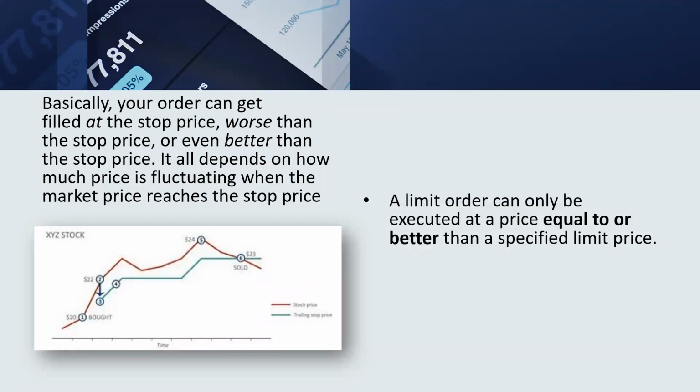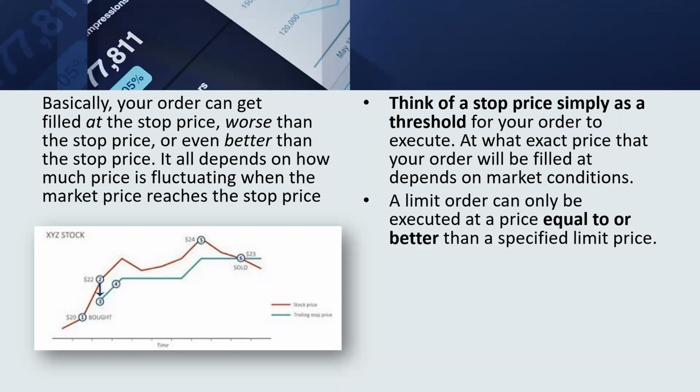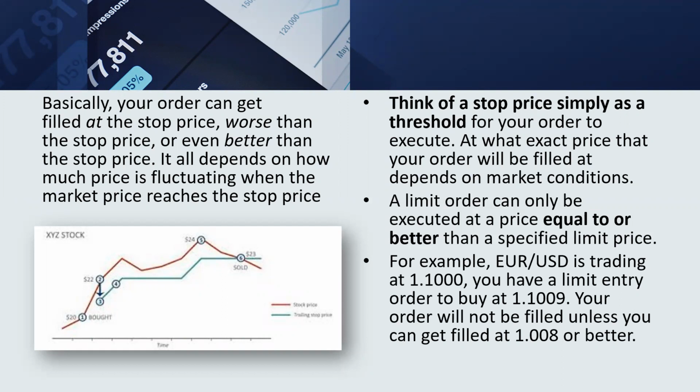Then a limit order is when the market reaches a specific point, then it will activate. Just like your Euro USD, you are trading at 1.1000 and you have a limit entry order to buy at 1.0900. Your order will not be filled unless you get filled at 1.0900. You understand? So that is just it.